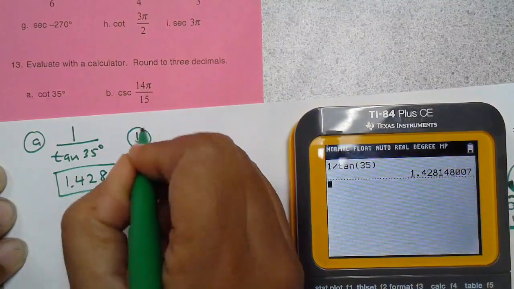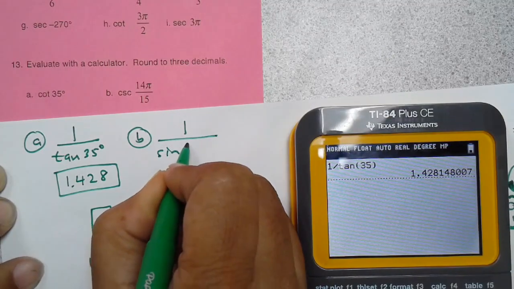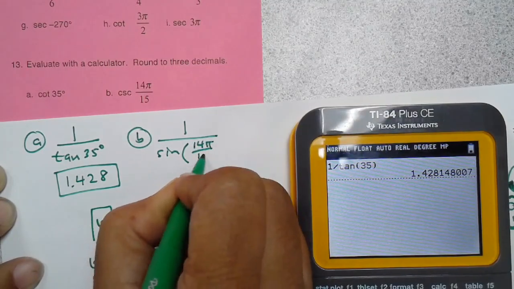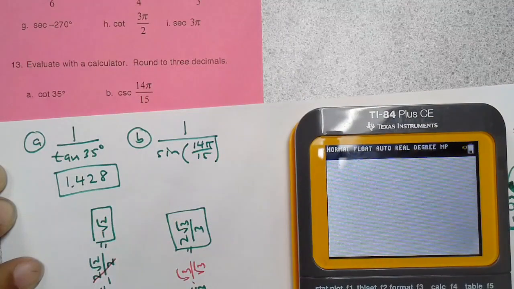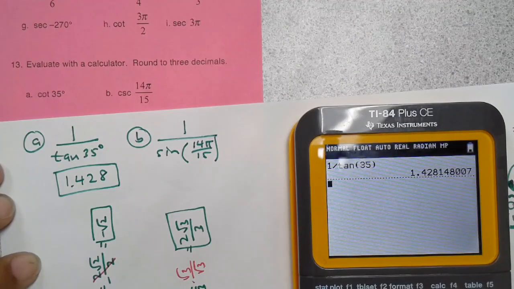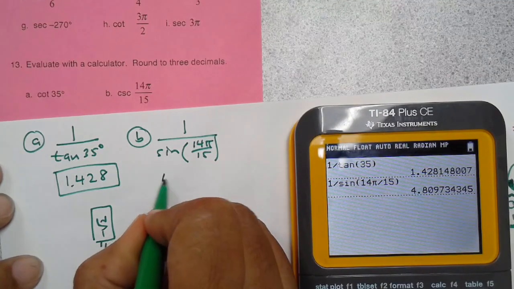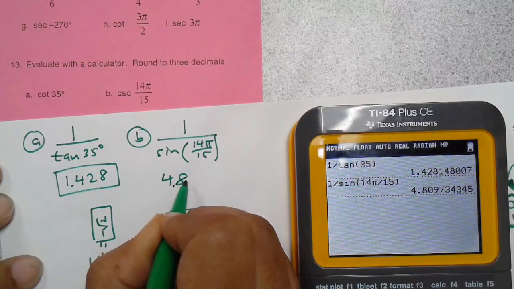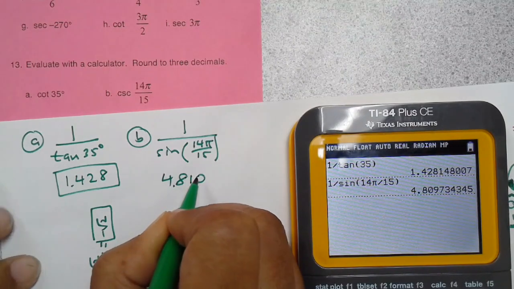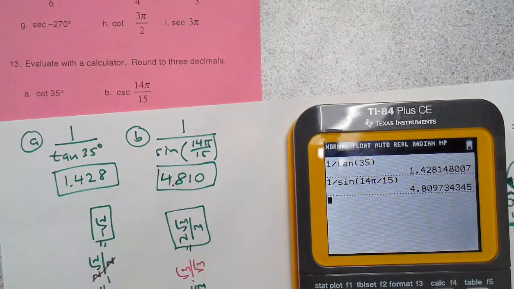And the next one for part B, cosecant is the flip of sine. So sine of 14 pi over 15. And we're going to put that in radian mode. So make sure you change the mode in the calculator to radians. And now we're going to put 1 divided by sine of 14 pi divided by 15. And that gets us a total of 4.8, and then rounding off to 3 decimal places, that'll make that an 810. And that is it. Hopefully you had a chance to figure this out.